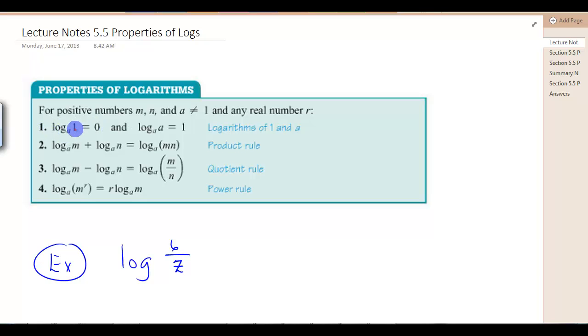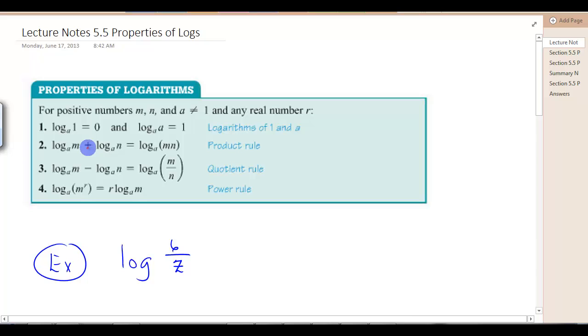Log base a of 1 is 0. That means, and think about it, a to the 0 power equals 1. So no matter what number a is, that's a true statement. Log base a of a equals 1. That's saying a to the first power equals a. Anything to the first power will equal that number. So that's those logarithms.